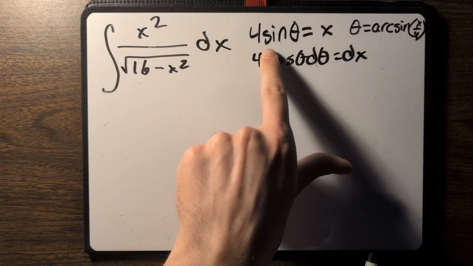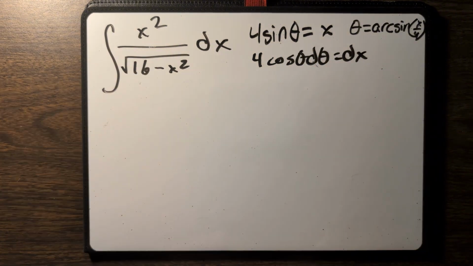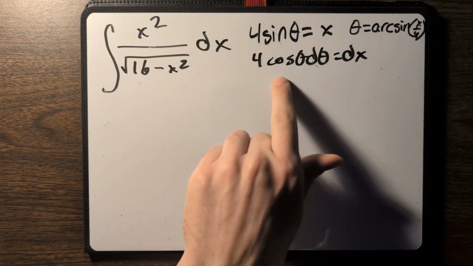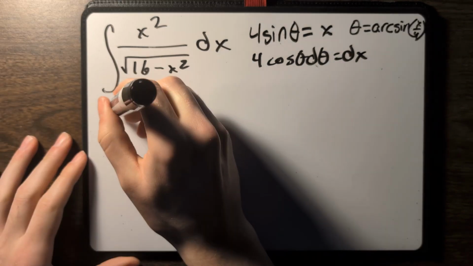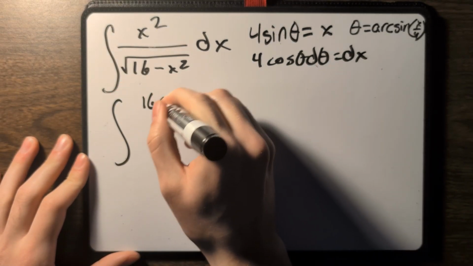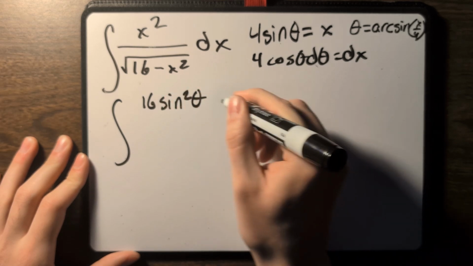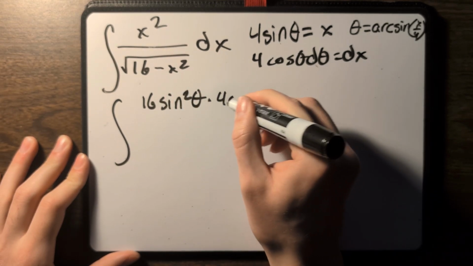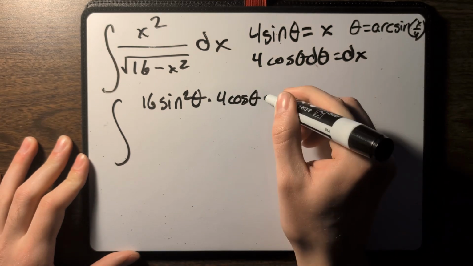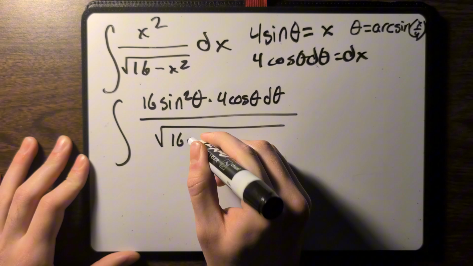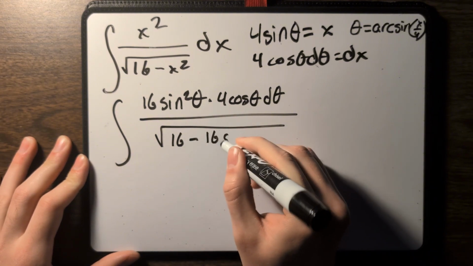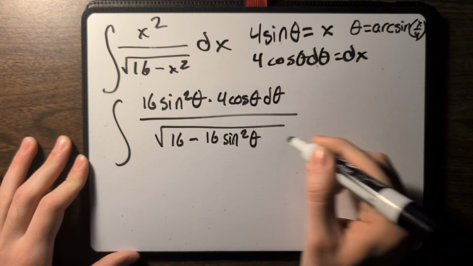If we substitute this 4 sine theta in for x, and this 4 cosine theta d theta in for dx, what we're going to get is 16 sine squared theta times 4 cosine theta d theta over 16 minus 16 sine squared theta.